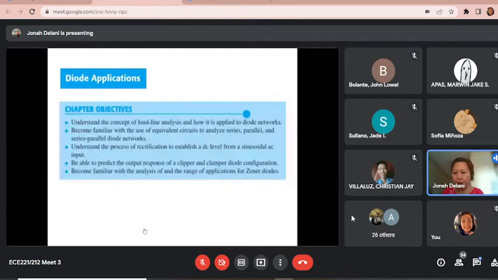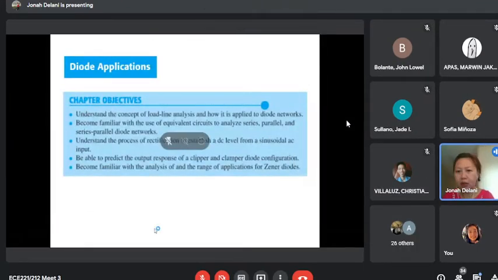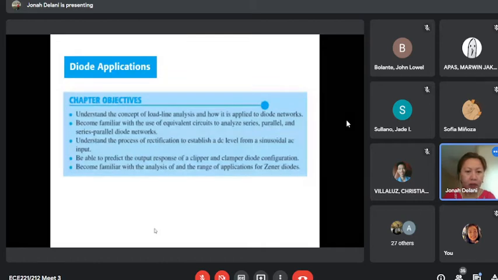Good morning. We will have reading material two, which is diode applications. These are the chapter objectives. In other words, makita man po sa objectives sa ang content sa reading material two. So the first objective is, and hopefully we would be able to achieve these.